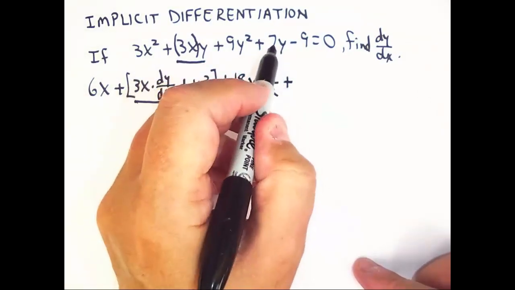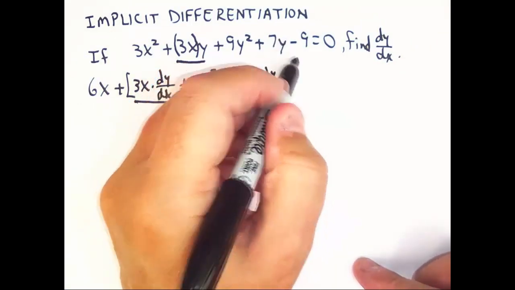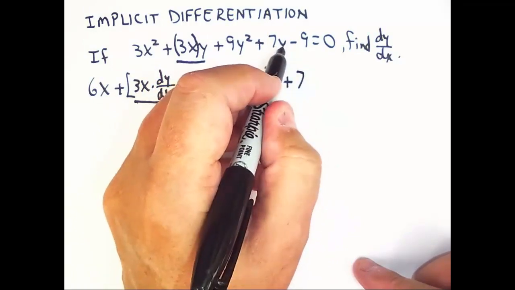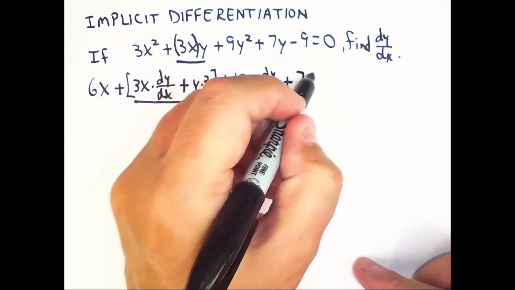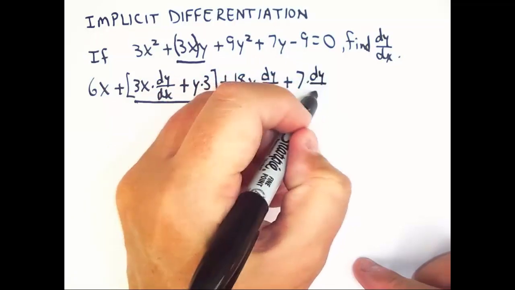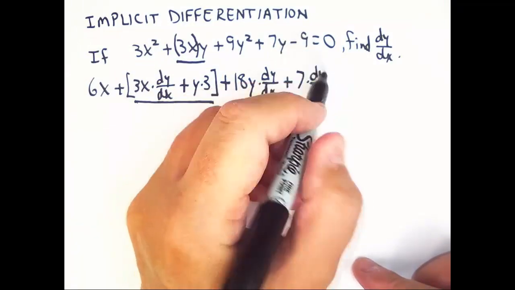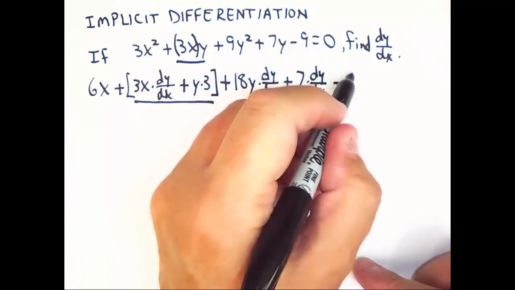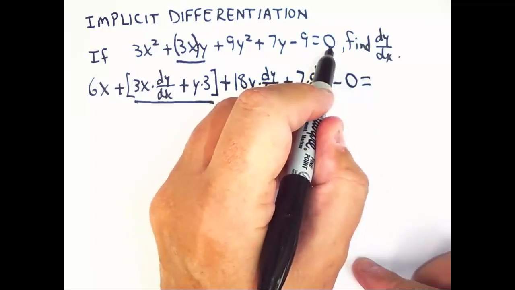Moving along, y is a function of x, so the derivative of 7y is 7, but by the chain rule you have to go back in and take the derivative of the base, which is dy over dx. Then you've got the derivative of negative 9, or minus the derivative of 9, however you want to look at it. The derivative of 9 is 0. And on the other side, the derivative of 0 is 0.